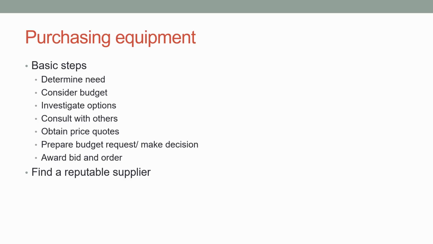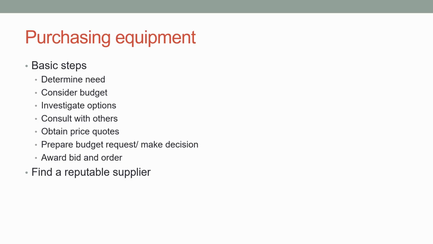Again, price quotes are the next step. A lot of times it will be difficult to really find a price online for some of this equipment. A lot of times you have to specifically request a quote. They don't necessarily want to divulge that information to the public. Then you're going to prepare budget requests and make a decision, depending on who that needs to go to in your organization. And you may then award a bid and order.